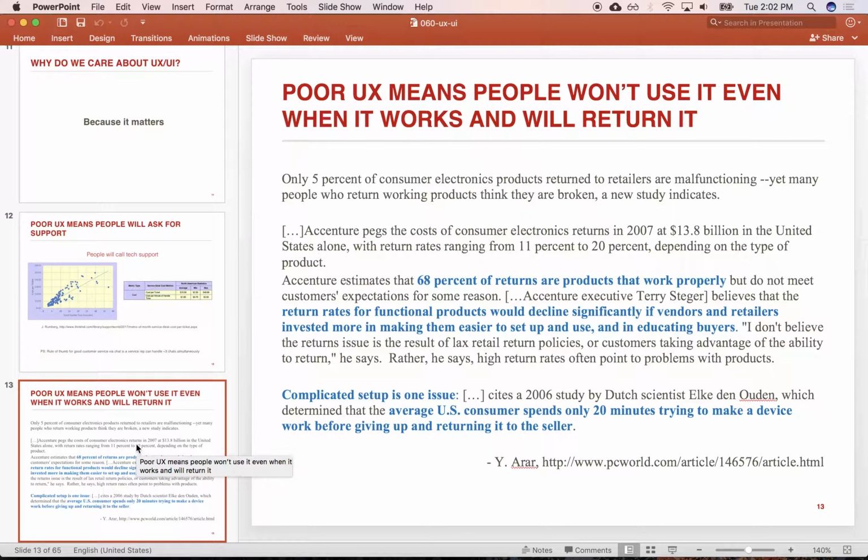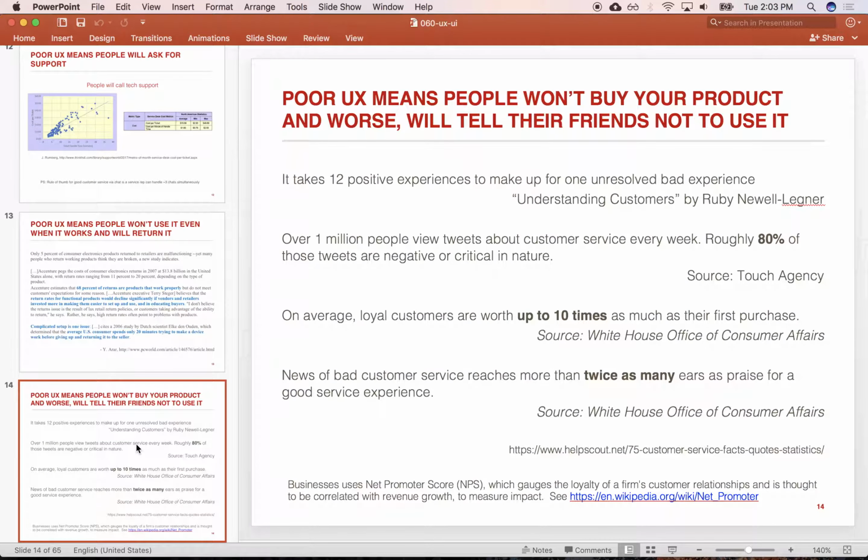We have a very bad track record of getting user interfaces right. Here are some statistics: 68% of customers return products that are working properly. Even though they were working properly, there was nothing wrong with the product, they just couldn't figure it out. They thought it was broken. Right? So complicated setup. The average U.S. consumer spends 20 minutes trying to make the device work before giving up and returning it to the seller. So we have a pretty bad track record at getting the user experience right, and lots of money is being thrown down the drain because of it. So certainly there's a lot of incentive to increase our chances of success.